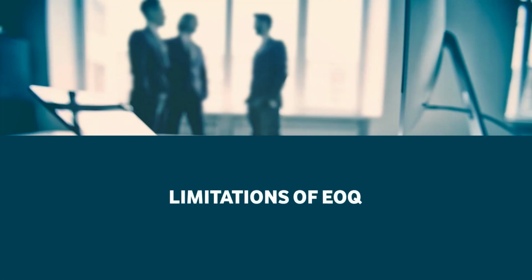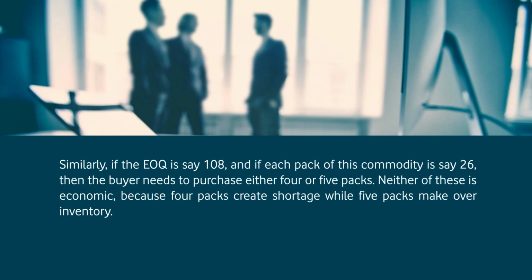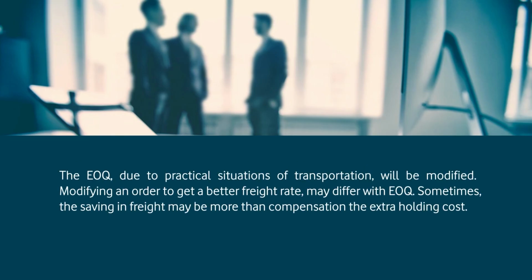Limitations of EOQ. Economic order quantity may not be the exact quantity as per the calculations. Therefore, the ordering quantity will generally be the nearest whole number. When a packet is fixed at a number of pieces, the seller decides the pricing, so instead of ordering 11 dozens, the order may be given for 1 gross. Similarly, if economic order quantity says 108, and each pack is normally 26, then a buyer needs to purchase either 4 or 5 packs. Neither is economic, but 4 packs create a shortage and 5 packs create over inventory.